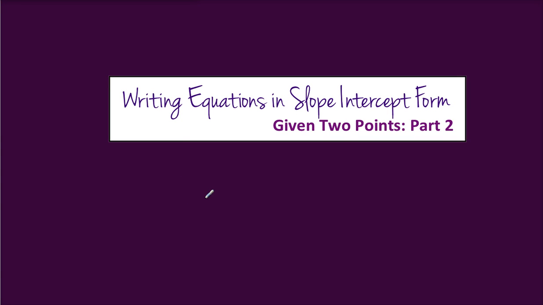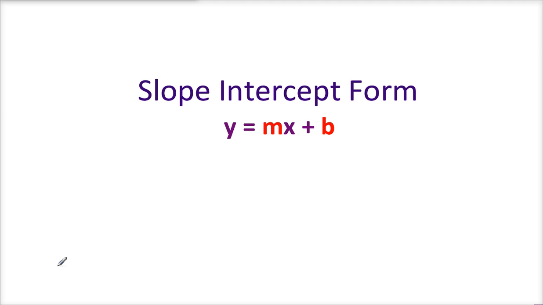We're going to talk a little bit more about how to write equations in slope-intercept form when we're given 2 points, but this time the points are going to be a little bit more difficult to work with. So remind yourself again what slope-intercept form looks like. I know we've done this a lot, but it's helpful, I promise.